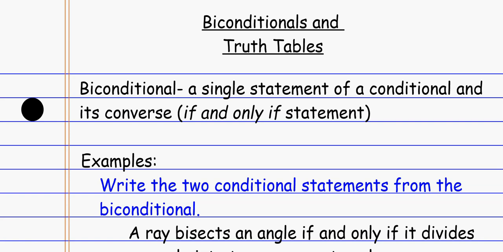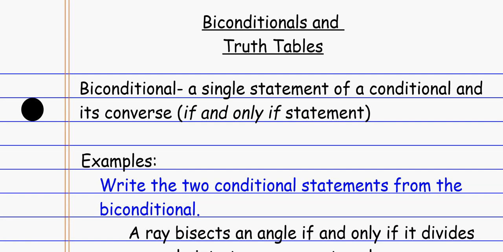Hi there, folks. Today we're looking at biconditionals and truth tables. A biconditional statement is basically two conditional statements wrapped up into one. The two conditional statements are the original conditional statement and its converse. We signify that by using the statement "if and only if." So if I say this thing if and only if this other thing, it's basically saying we've got the conditional statement and the converse all rolled into one.